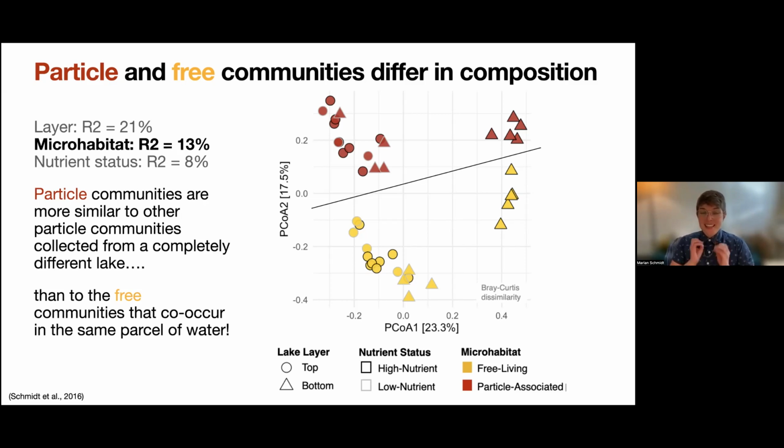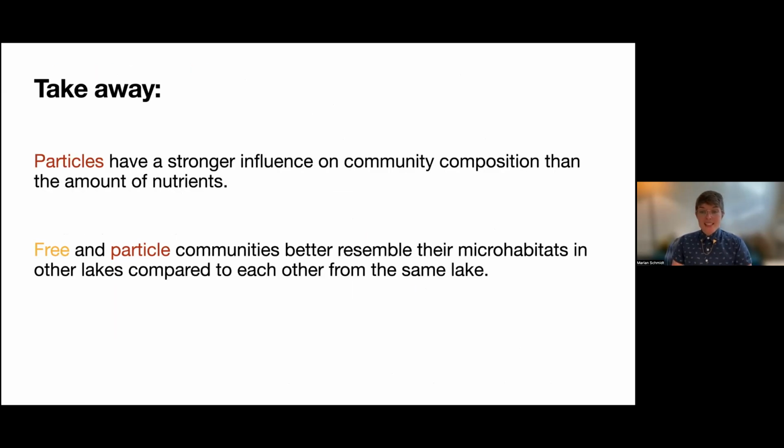So this is a massive influence on the composition. And so particles have a stronger influence on community composition than the amount of nutrients. And free and particle communities better resemble their microhabitats in other lakes compared to each other from the same lake. So it's a massive influence on the community composition.